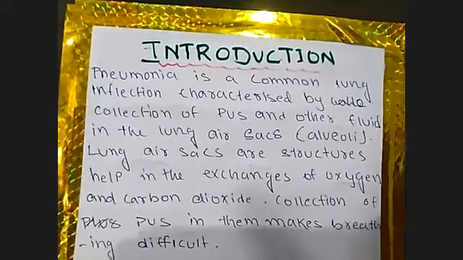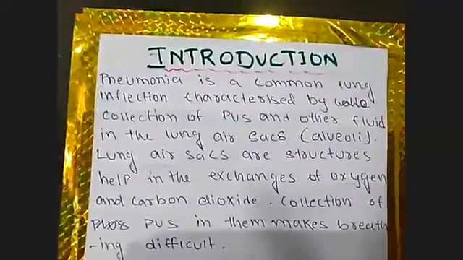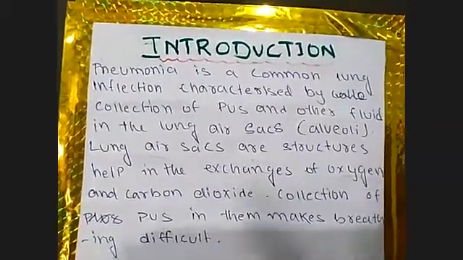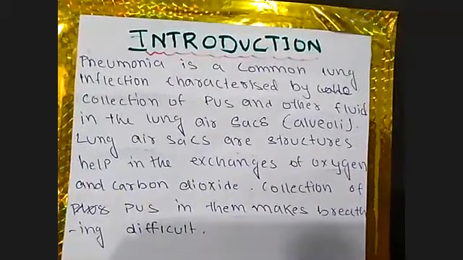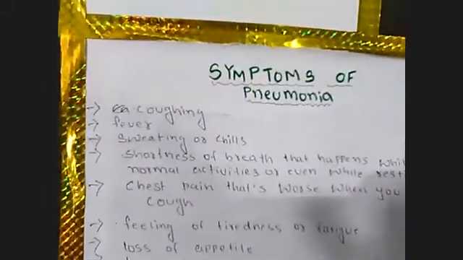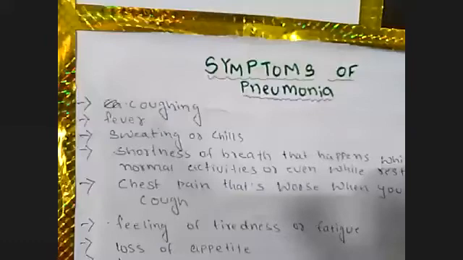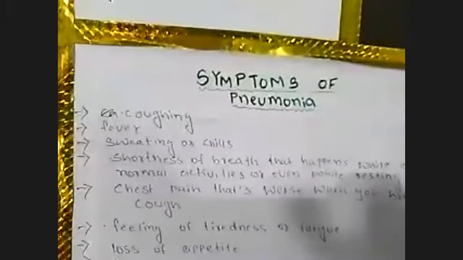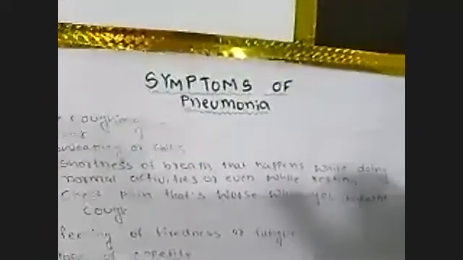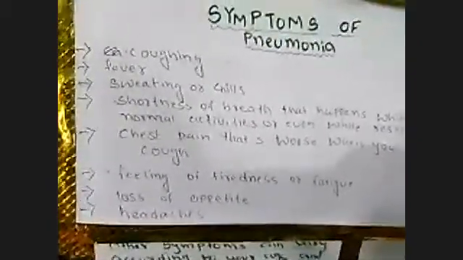Pneumonia is a lung infection characterized by a collection of pus and other fluid in the lung air sacs. Alveoli, the lung air sacs, are structures that help in the exchange of oxygen and carbon dioxide. Collections of pus then make breathing difficult. Common symptoms of pneumonia: coughing, fever, sweating or chills, shortness of breath that happens while doing normal activity or even while resting, chest pain that occurs when you breathe or cough, feeling of tiredness or fatigue, loss of appetite, and headache.